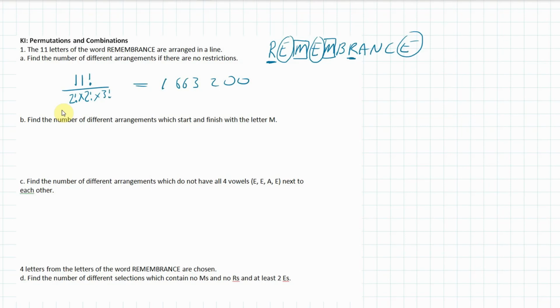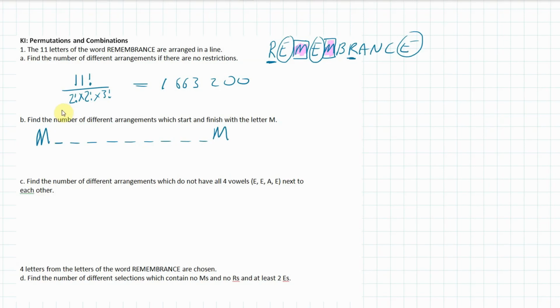Find the number of different arrangements which start and finish with the letter M. So you can think about it like this: M, and then we've got 1, 2, 3, 4, 5, 6, 7, 8, 9, and then M. So if we look at this, we can ignore this and ignore this, and then we're just arranging everything else.